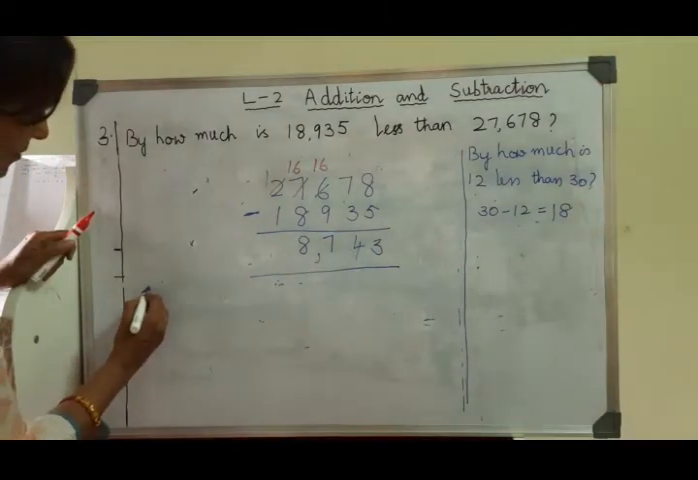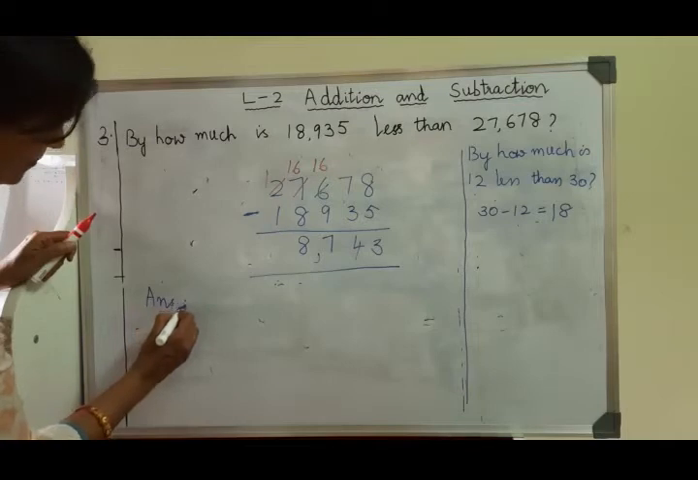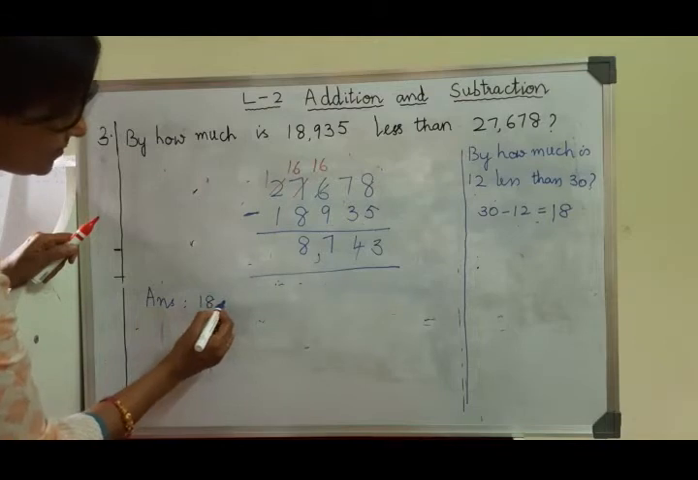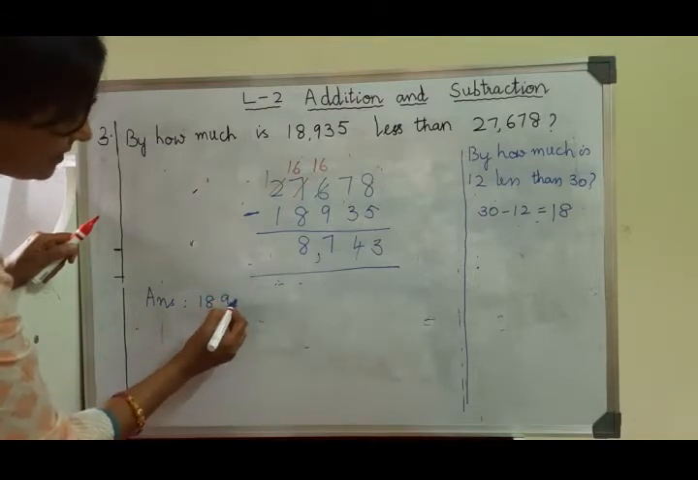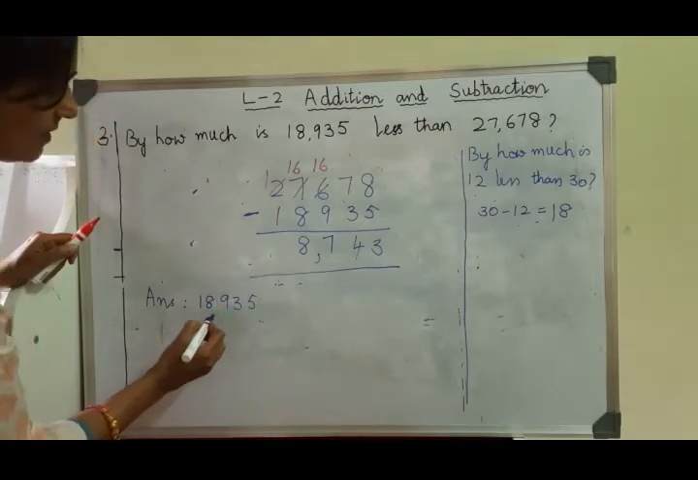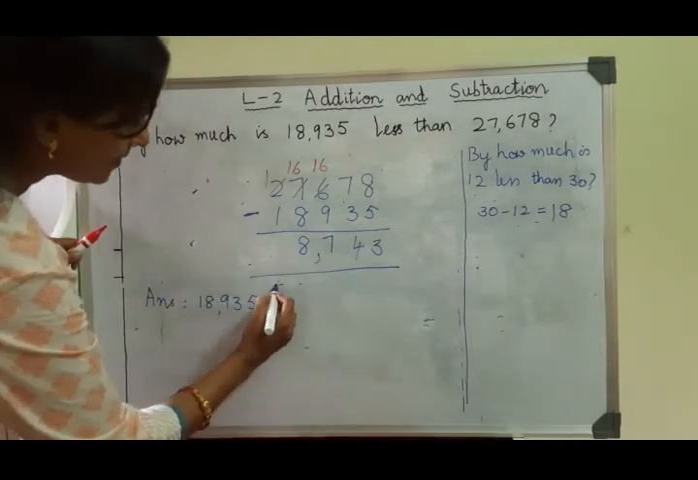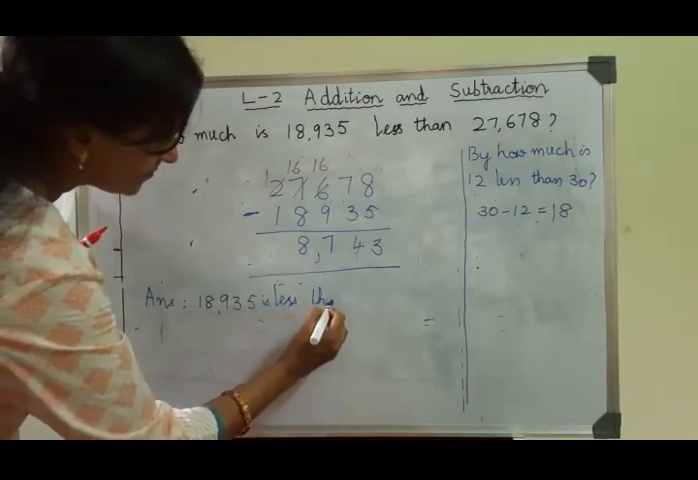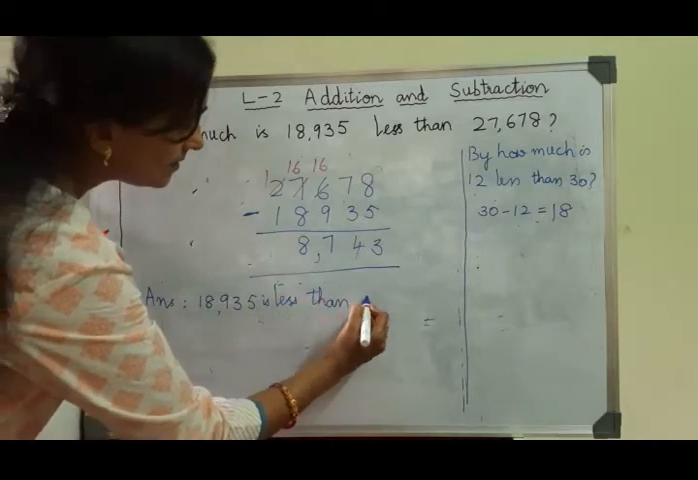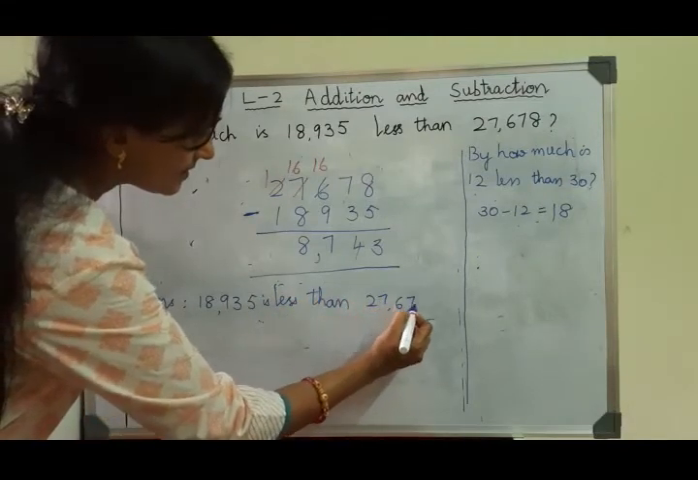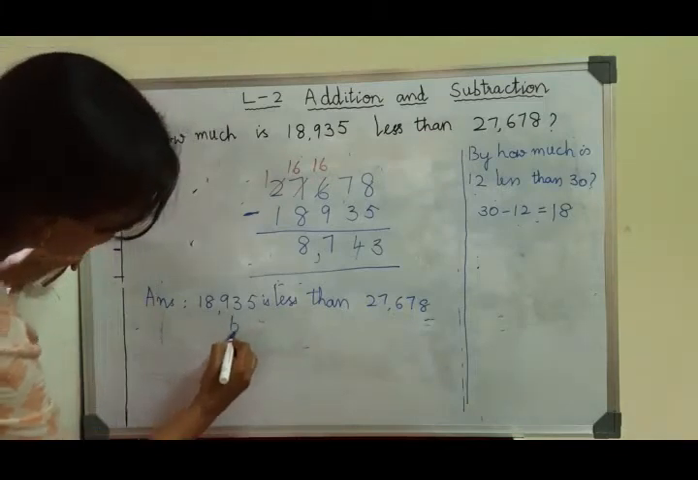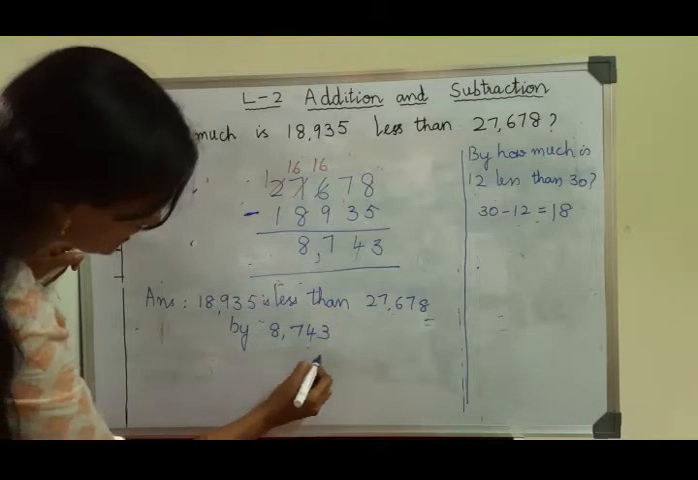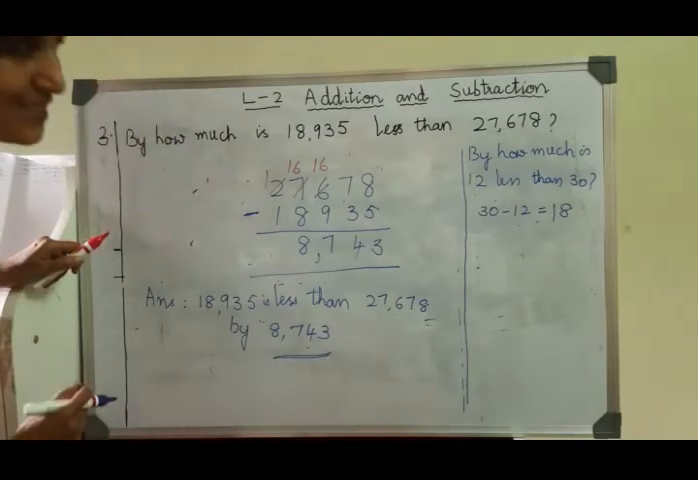8,743. What answer do you have to write? Write the answer like this: 27,678 minus 18,935. Every time you have the habit of subtracting and leaving it like that only, but you have to write the answer. 18,935 is less than 27,678 by how much? 8,743. Did you get the answer easily, children?